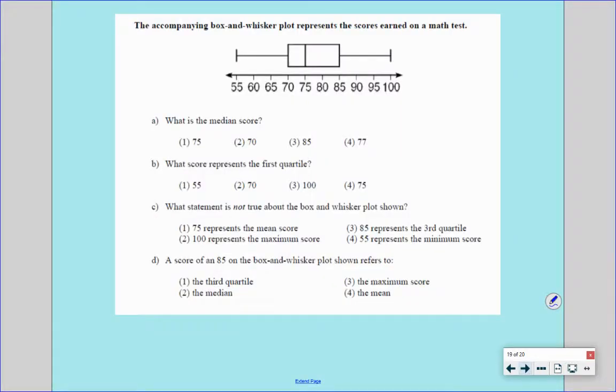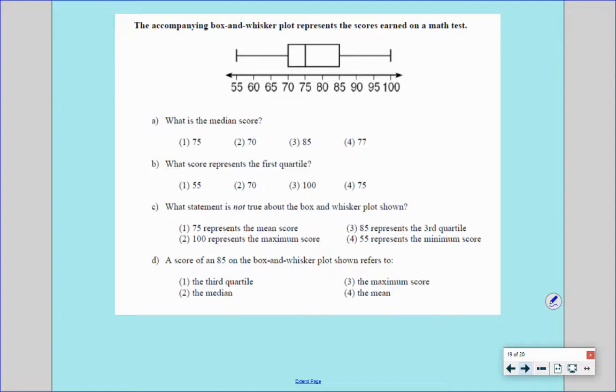Here, the last thing we're going to do is talk about looking at a box and whisker plot and interpreting what it means. So here we have a box and whisker plot that represents the scores earned on a math test. So let's go through and look at this A.